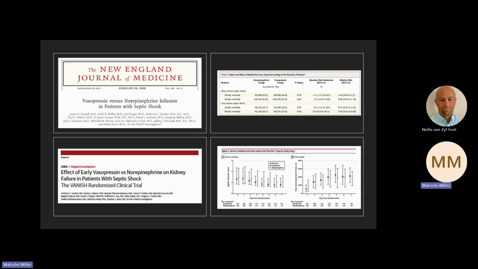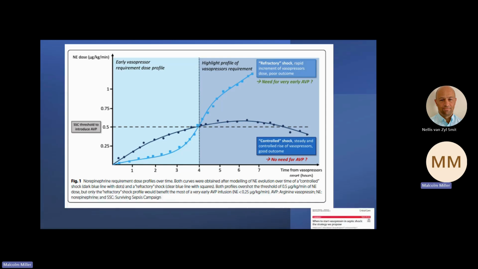The VANISH study looked at whether using vasopressin is harmful to renal function. And what the VANISH study confirmed was that, in actual fact, there was no decline in urine output in patients who were on vasopressin, and no elevation or worse creatinine clearance in patients who were administered vasopressin.